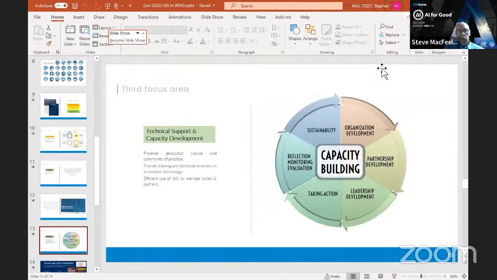Then perhaps one of the most important areas is technical support and capacity development, because we see it both within WHO, but also across the regions and the countries. A lot of people want to use GIS, but they don't have the capacity to do it, and they need quite a bit of help. So developing programs with countries and with partners to give them the training and the tools that they need so that they can start capitalizing on these technologies.